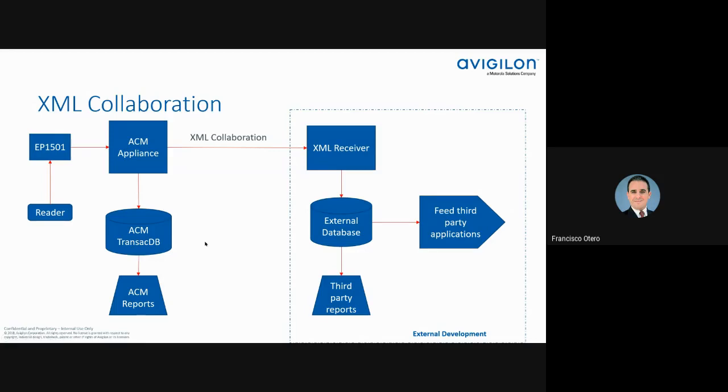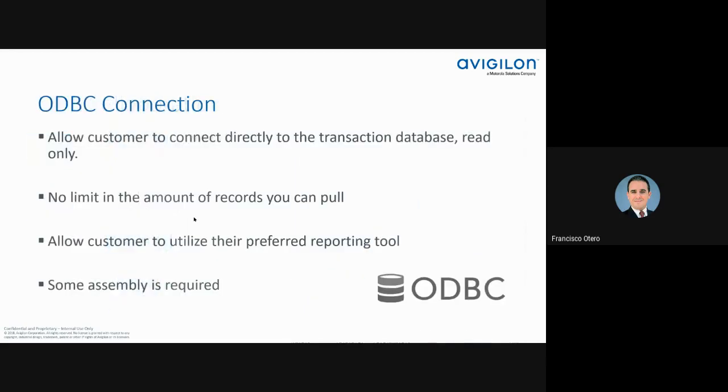Again, that XML collaboration does require one license. So you need to put one license. From there, you can create as many collaborations as you need. Okay, all right. Next one, and this will be the last one.